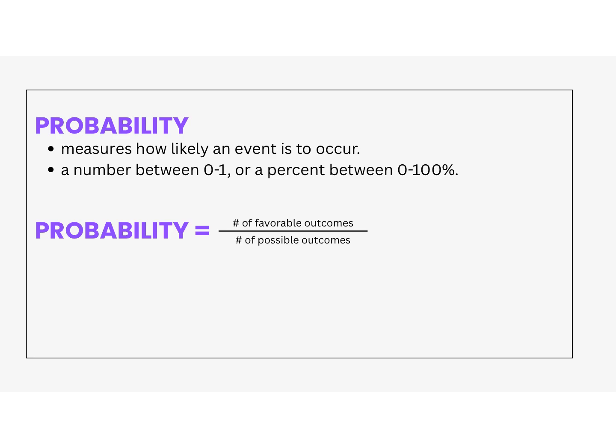All right, so probability is just a measurement of how likely an event is to occur. And we use a number between 0 and 1 or a percent between 0 and 100. In order to figure out what probability is, we just take the number of favorable outcomes, meaning the things we want to happen, divided by the number of possible outcomes.